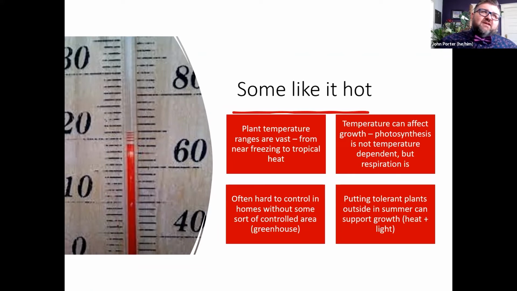So very briefly, temperature is one of the things that we think about with plants, but we can't really alter our home environment for plants that really like hot or cool temperatures, because we're keeping ourselves comfortable. But we can do some microclimates. Plant temperatures are vast. They go from near freezing, with plants that grow on the tundra or in areas like that, to near tropical heat.